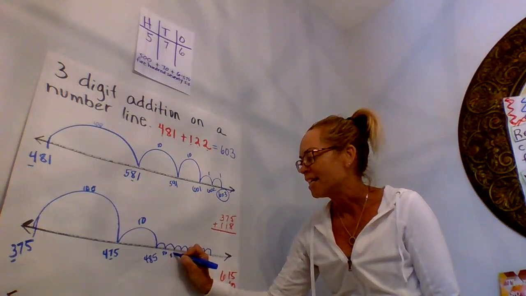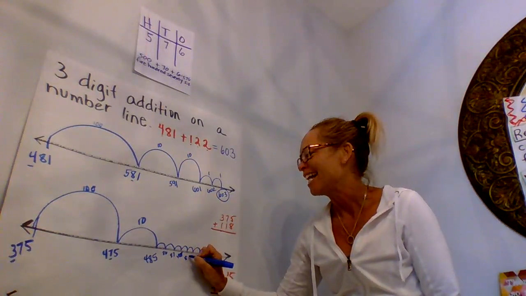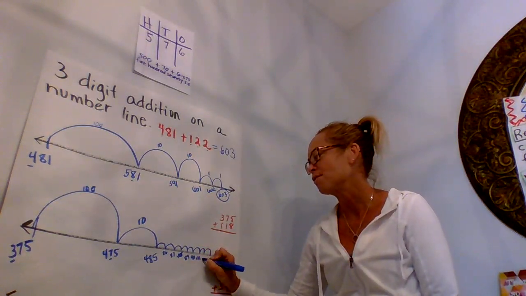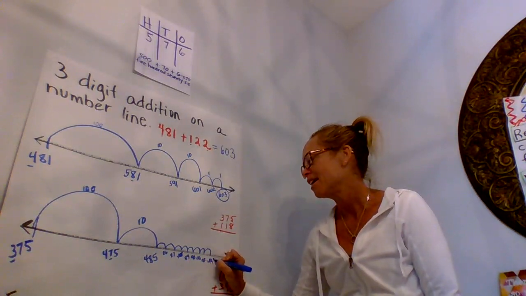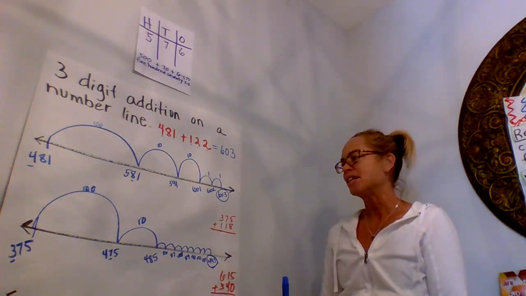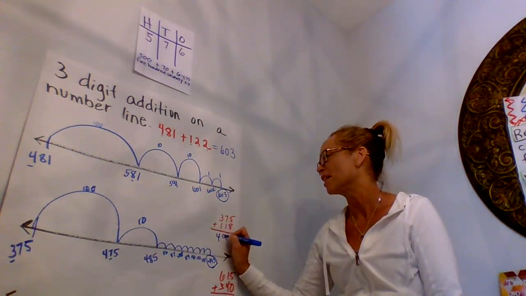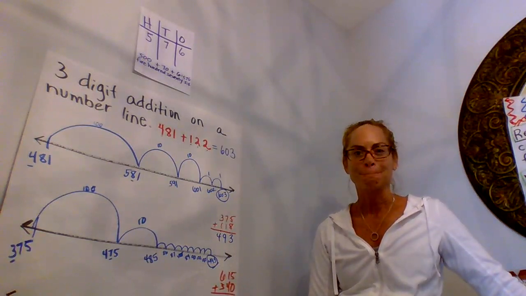486, 487, 488, 489, 490, 491, 492, 493. 375 plus 118 is 493.